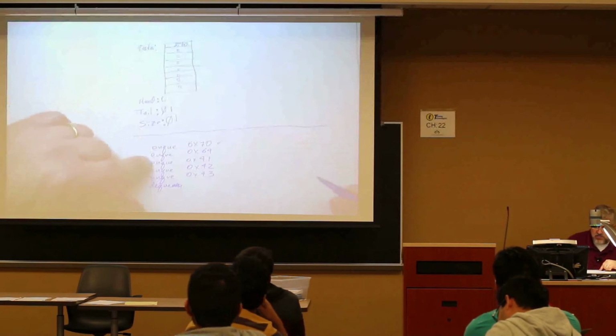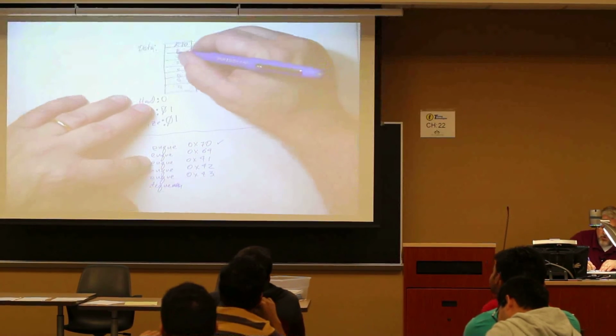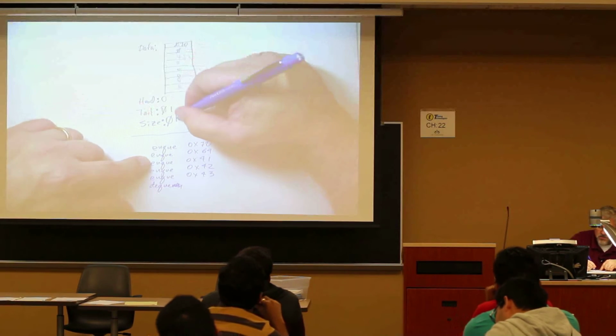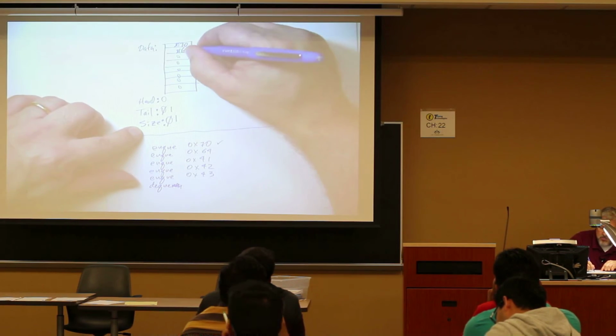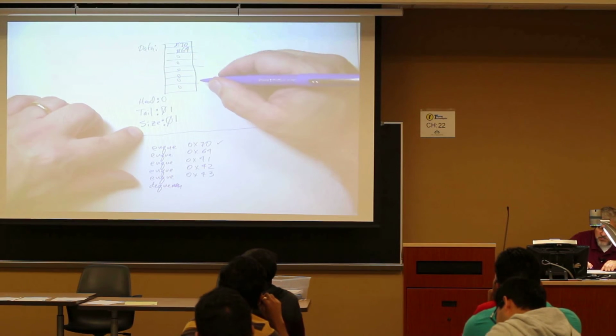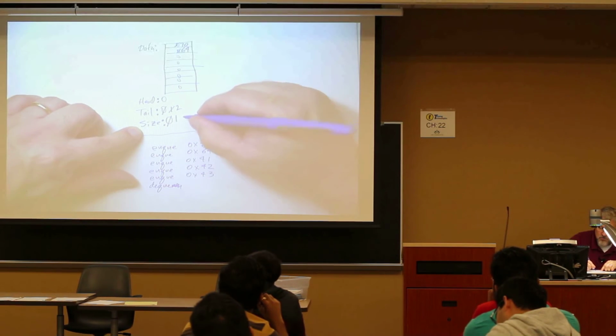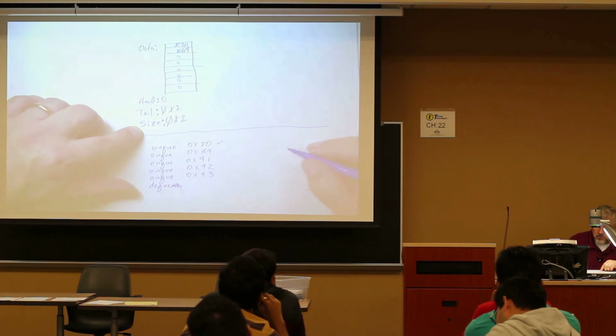Got that done. Next thing we do, enqueue 64. Check to make sure it's not full. Size is okay. We put 64 in here. That's of course hex. Increment the tail by 2. Increment the size by 2. Done.